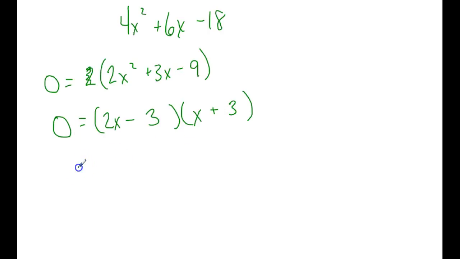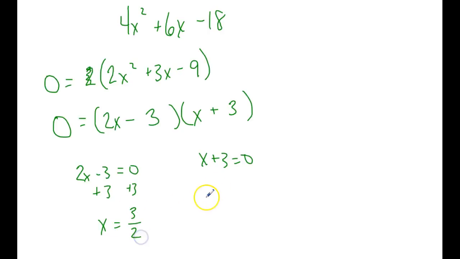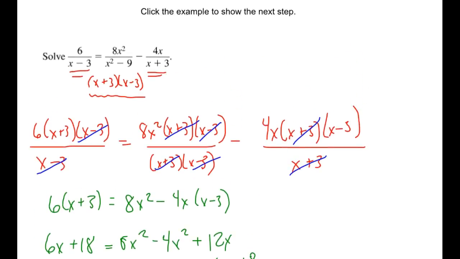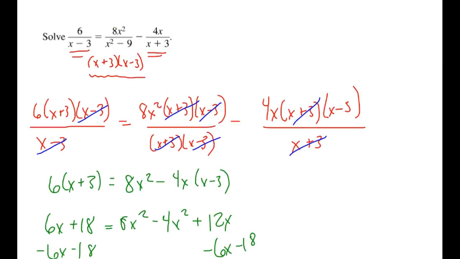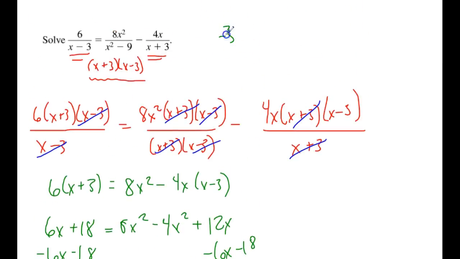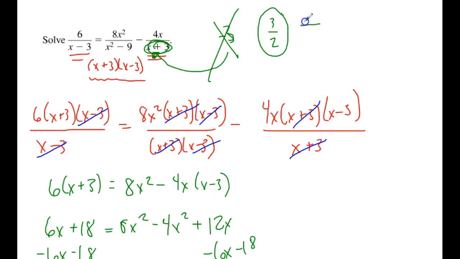So I've factored correctly. So now I'm going to set each piece equal to 0 and solve for each piece. So I know that my x equals 3 over 2, and here x equals negative 3. So again, I want to go back to my original equation and check what I have. So I know that one of my solutions was x equals negative 3, and I also have 3 over 2. So I see if I put in this negative 3 right here, for this x, I will end up with a denominator of 0, which we can't have. So I know that this is called an extraneous solution, and it doesn't work. So this only has one possible solution, which is right here.